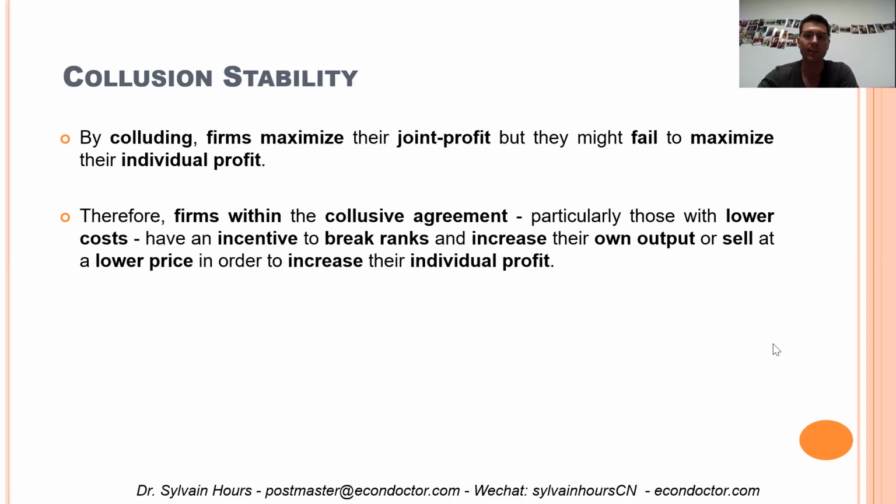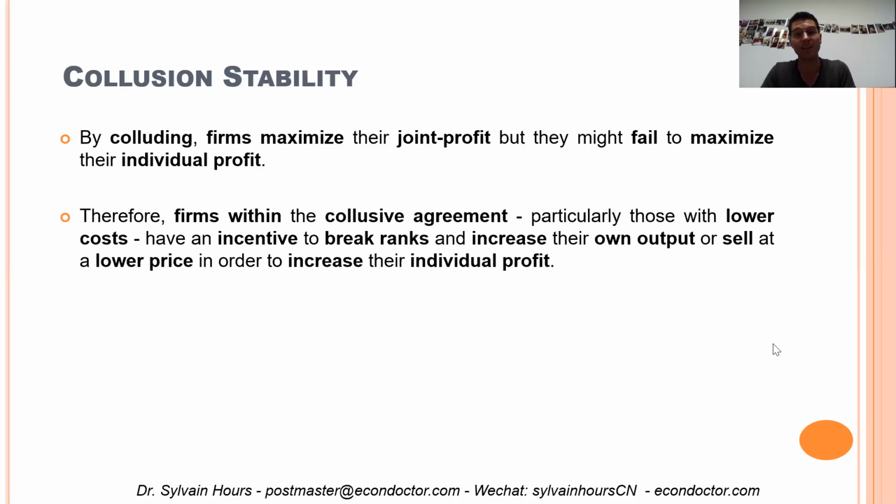What you can imagine is, just try to imagine a situation where we have two businesses. So it's a duopoly, only two firms within this market. And they meet and they agree to collude, okay? But one of them is more efficient at producing. It has a lower cost of production than the other.